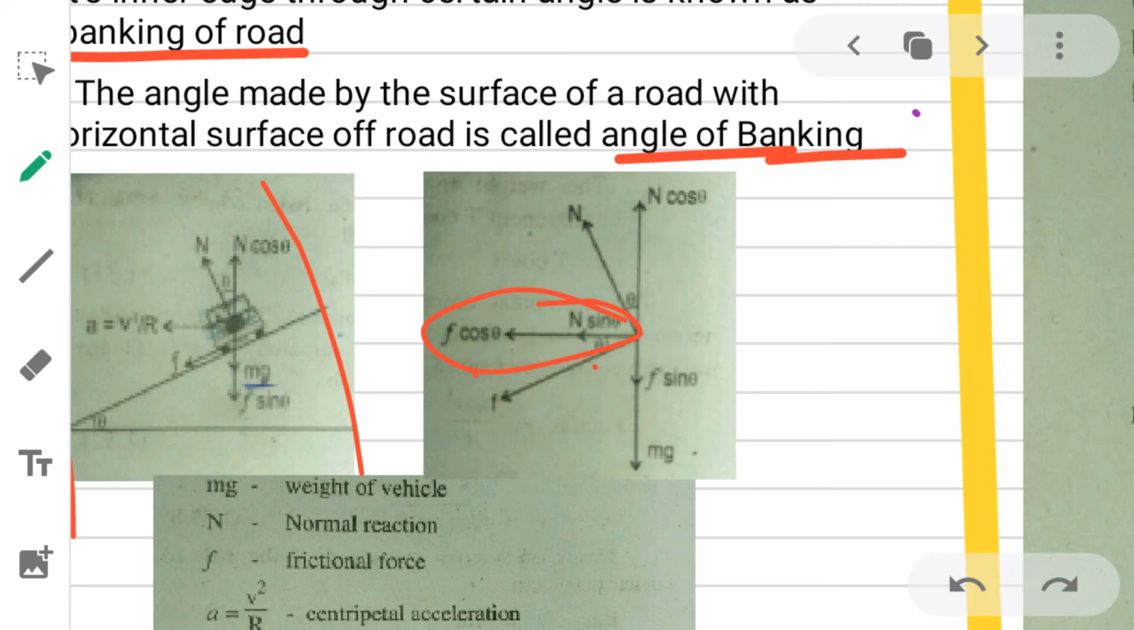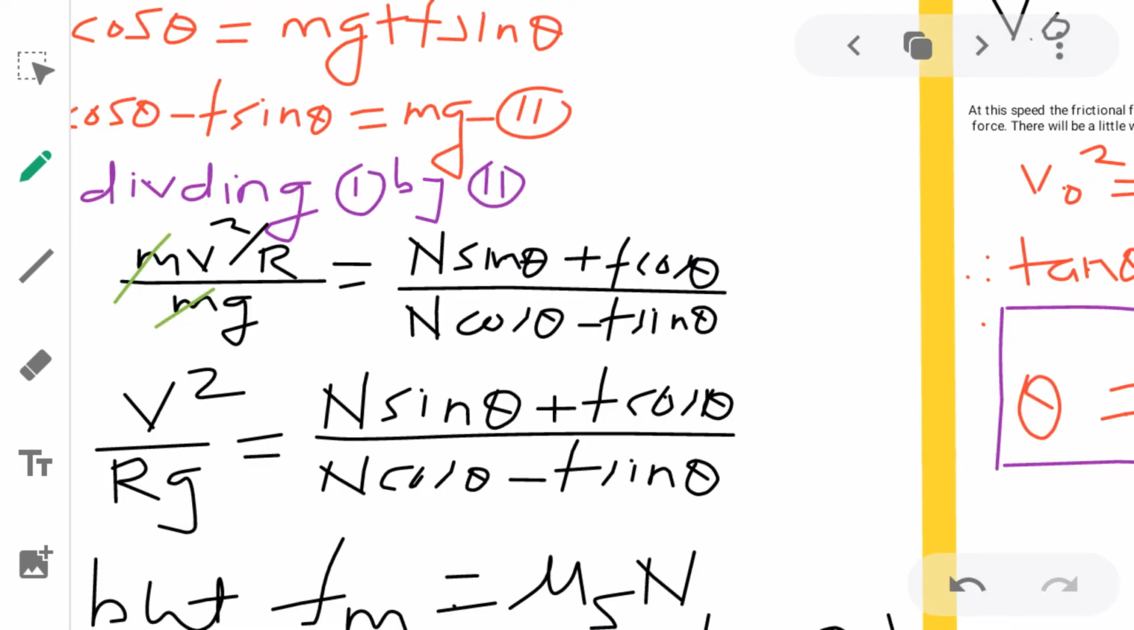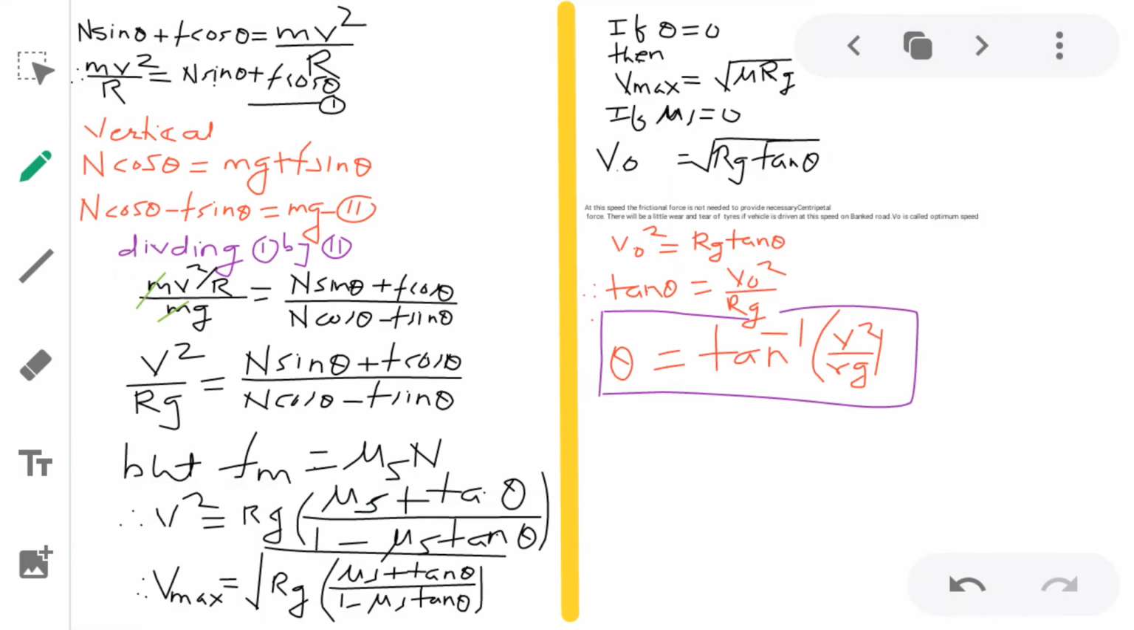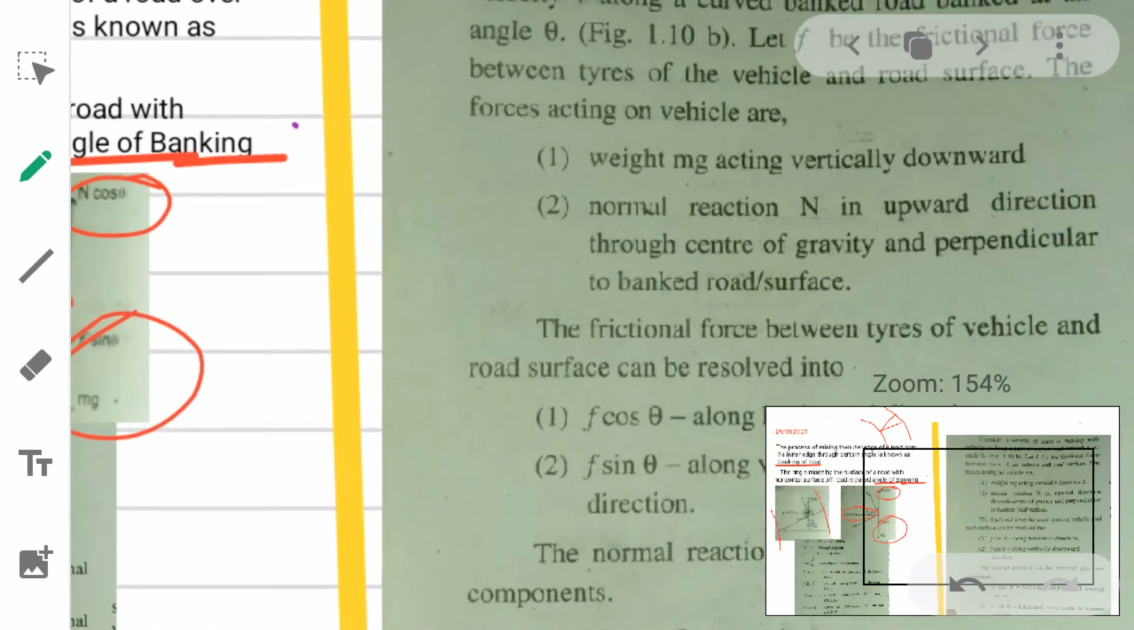Necessary centripetal force is given by f cos theta plus n sin theta, and n cos theta is balanced by the two forces f sin theta and mg. Just divide these two equations and find the value of v and theta. Very simple one, but in an example we have to write all these details.